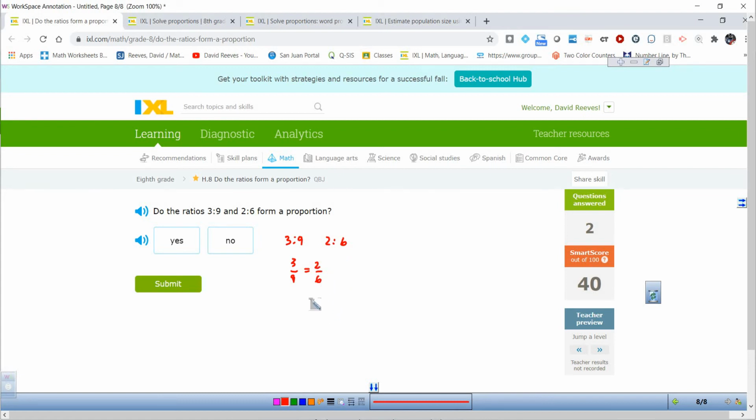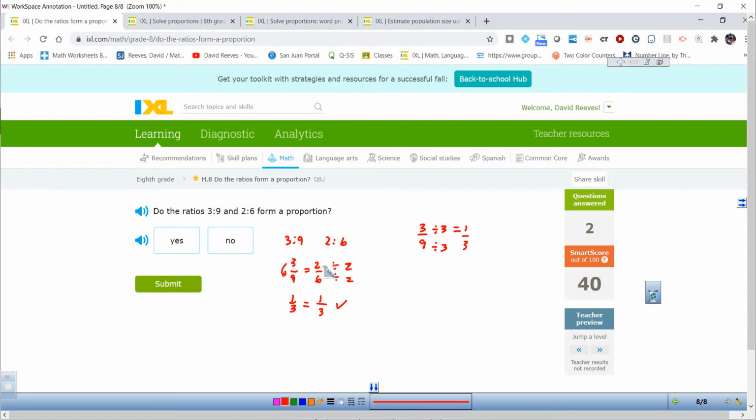All right, so let me ask you, could you simplify these? Well, 2 to 6, I could divide both of these by 2, could I not? Right? And 2 divided by 2 is 1, and 6 divided by 2 is 3. So 2 to 6 simplifies to 1/3. And 3 to 9, well, I can divide both by 3. 3 divided by 3 is 1, and 9 divided by 3 is 3. So since both of them simplify to 1/3, that does prove that they form a proportion, right?